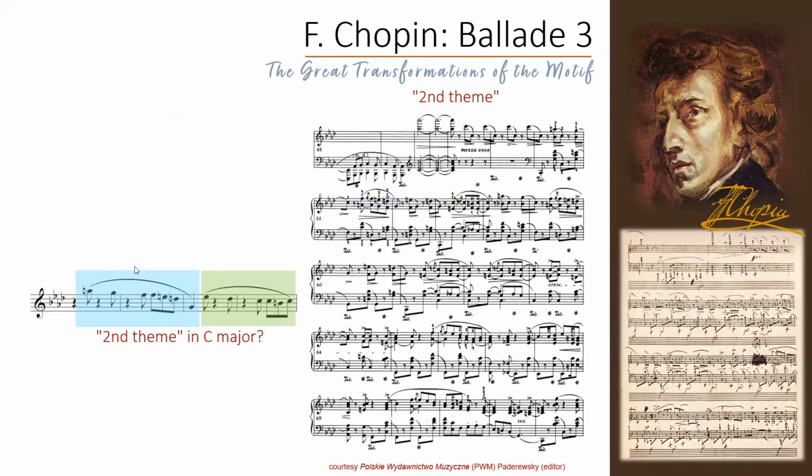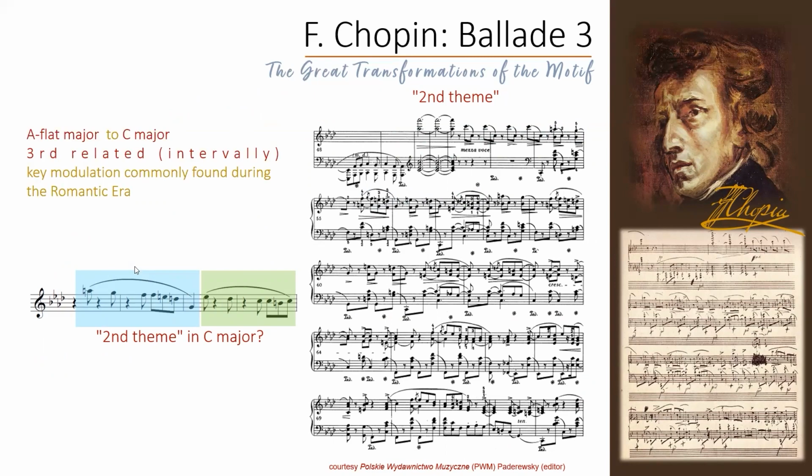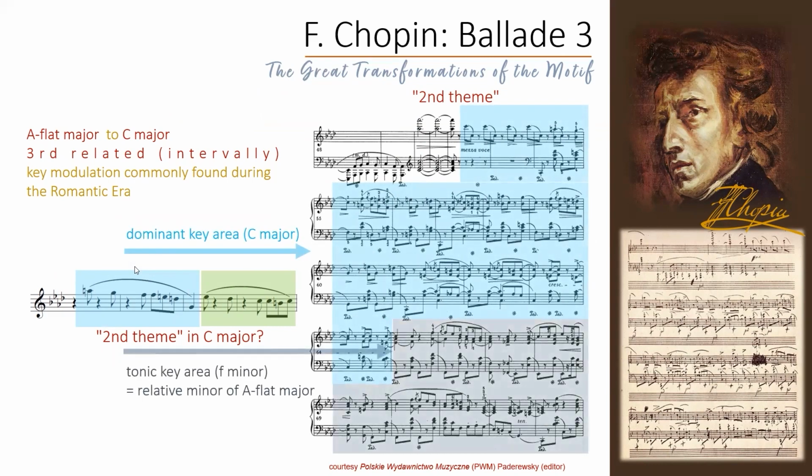But let's talk about the C major tonality here briefly, because there is an interesting fact. From A flat major, it is a third above, which is the very commonly found third-related key modulation during the Romantic era. But also C major is the dominant of the F minor key, which is the relative minor of A flat major, the home key of this piece. Here we come to the dark side of this piece.